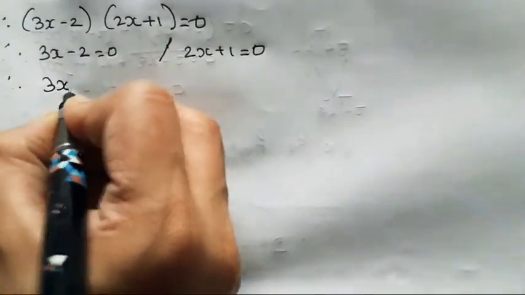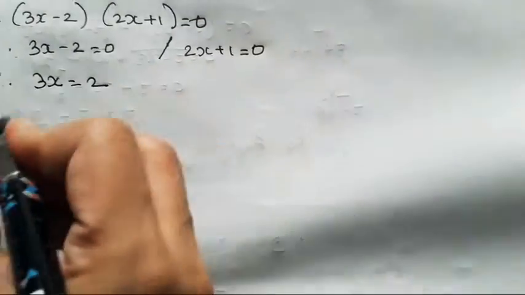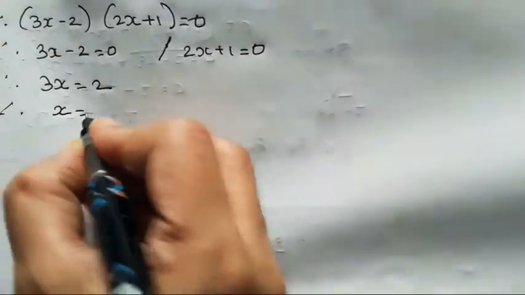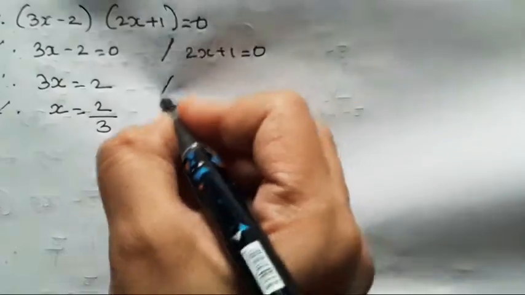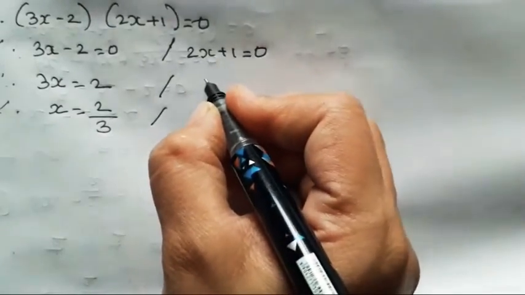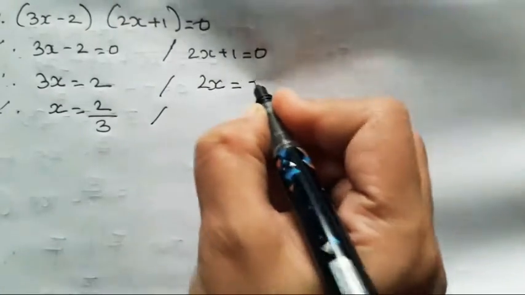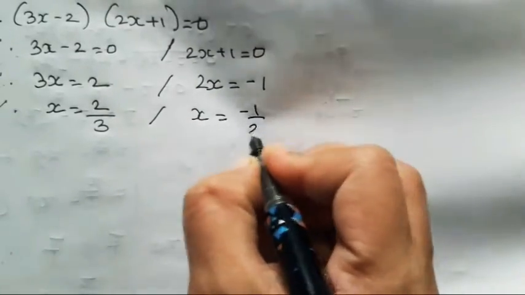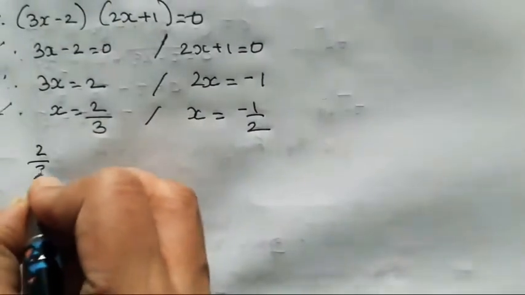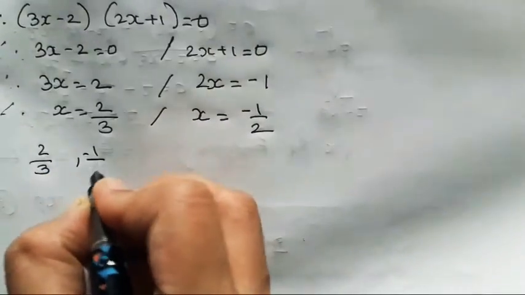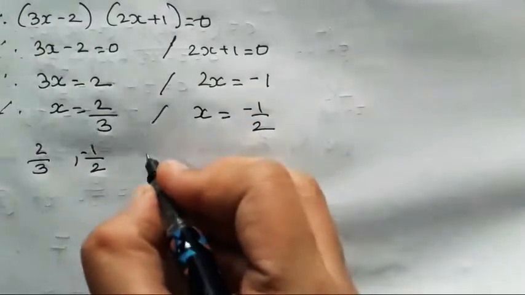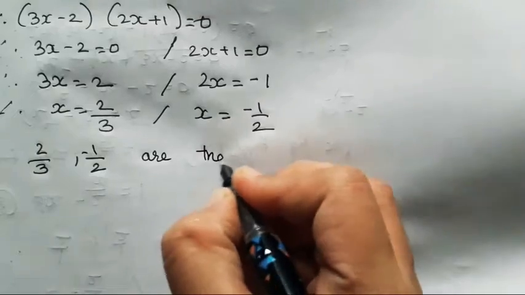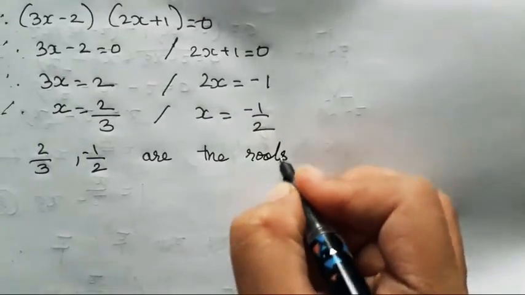Therefore 3x is equal to 2. Therefore x is equal to 2 upon 3. So over here also same thing we have to do, that is 2x is equal to minus 1, x is equal to minus 1 upon 2. So 2 upon 3 and minus 1 upon 2 are the roots of the equation.